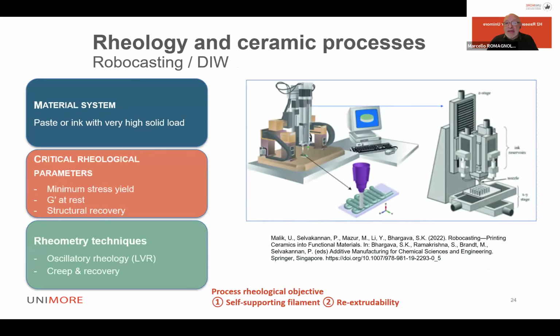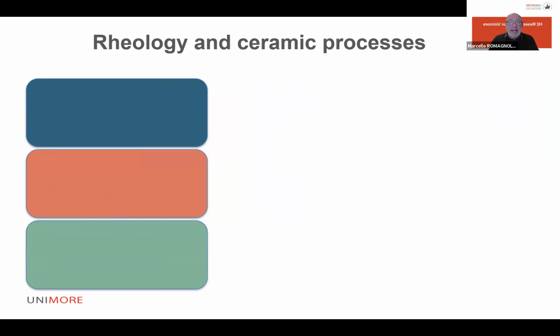Robocasting is another interesting method that has grown in this year. Here we need a minimal yield stress, a high G prime at rest, just to maintain the shape, and a very fast structural recovery. So also in this case, a good thixotropy. Also in this case, we must use oscillatory rheology and creep and recovery methods.